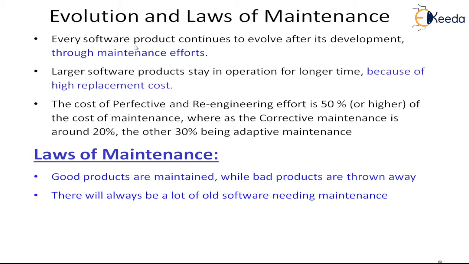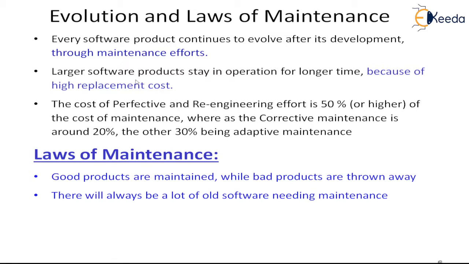So the software will continuously change, it will evolve. Larger software products stay in operation for a longer time. Why? Because their cost of investment is very high, and if you want to replace them, the cost of replacement is also high. For a smaller software, it may be easier to replace it instead of maintaining it.